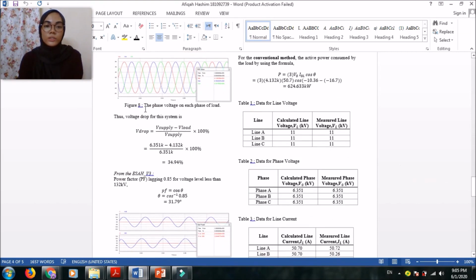Okay, figure 8 shows the phase voltage on each phase of load. Thus, our voltage drop for this system is 34.94%.